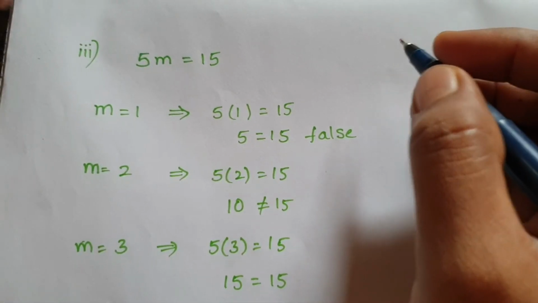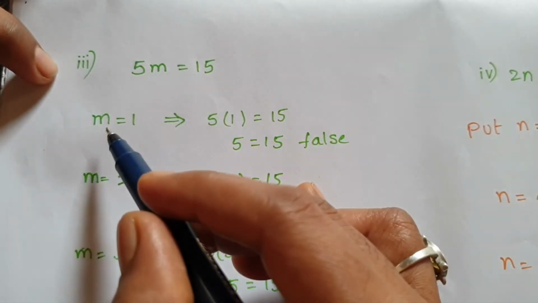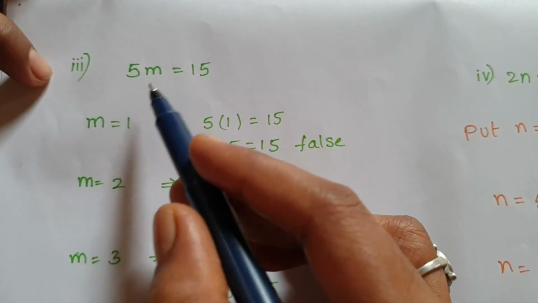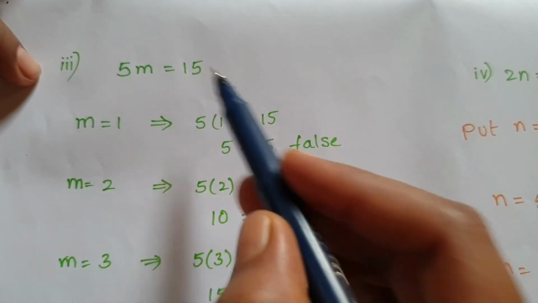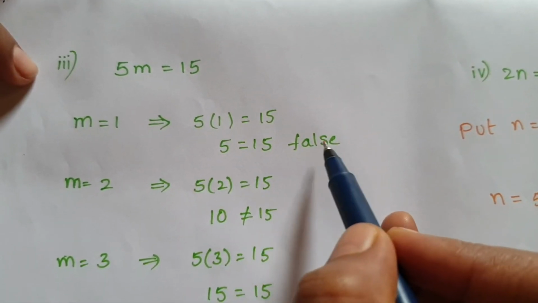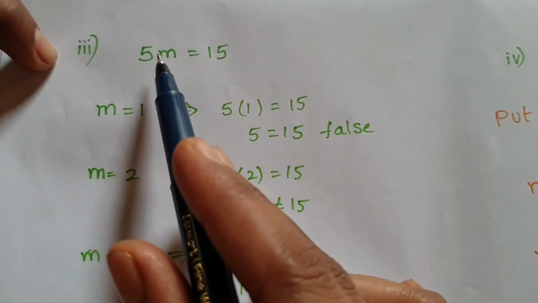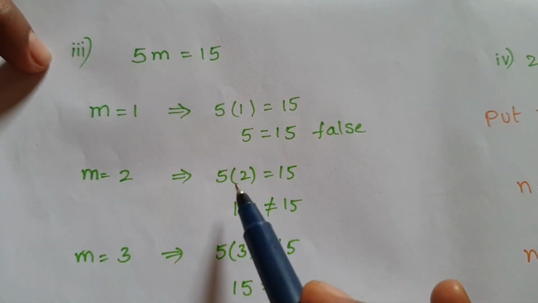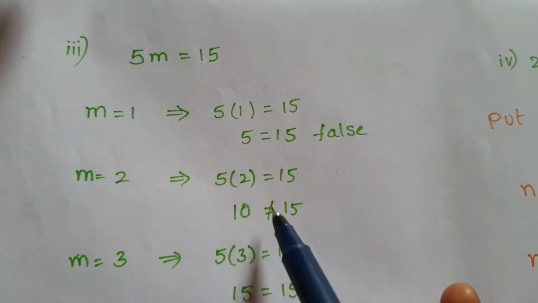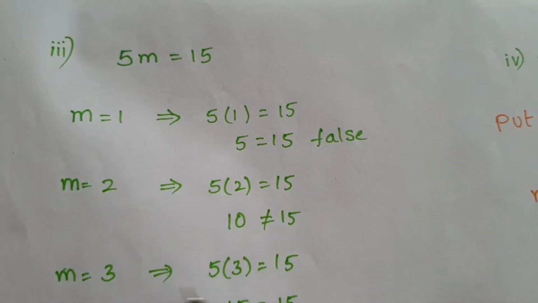Next, third question. 5m equal to 15. So m equal to 1, by substituting 1 in place of m. 5 ones are 5. 5 equal to 15? That is false. 5 equal to 15 is false. Next, m equal to 2. That implies 5m equal to 15? So in place of m, 2. 5 twos are 10. 10 is not equal to 15. This is also false.